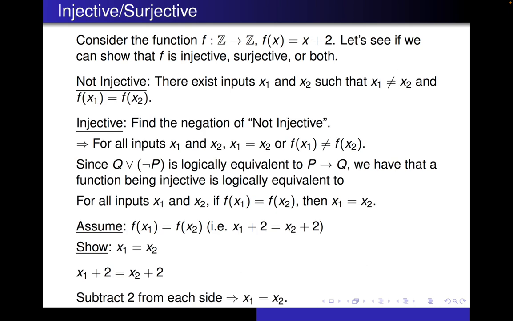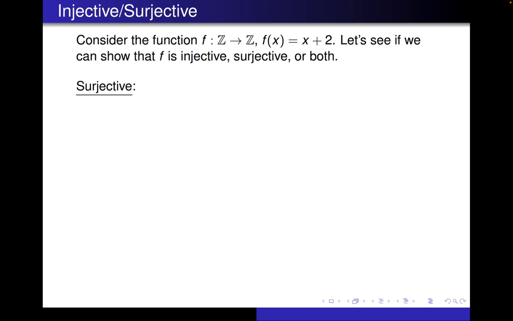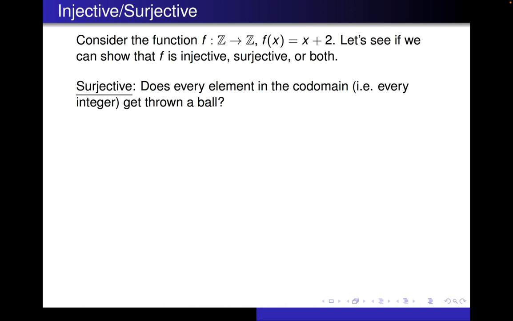Right? And again, if you look at this proof, and if you look at the one we did previously, the mechanics are basically the same. All right, so let's do surjective now. Now, surjective means that everyone in the codomain is a catcher, right? So does every element in the codomain, and the codomain is the set of integers, get thrown a ball?